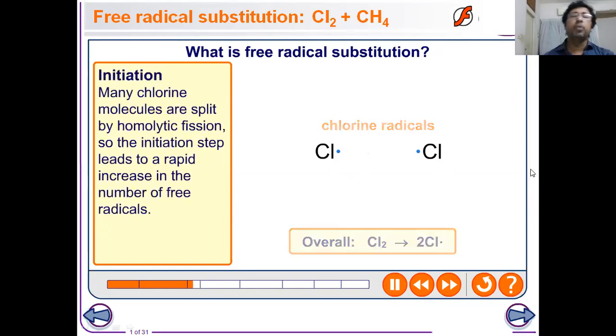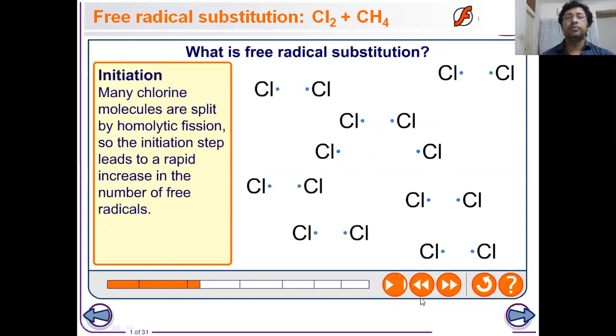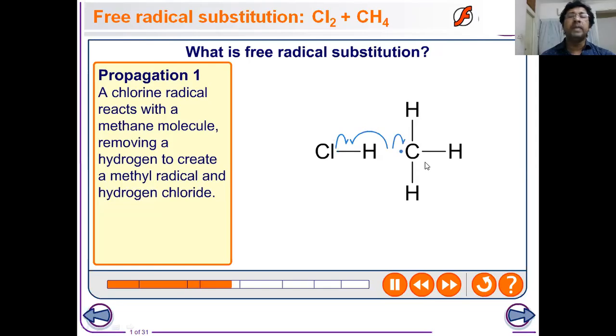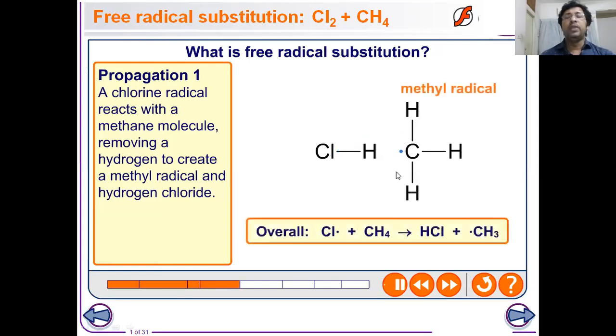Next step is propagation. By the initiation reaction, we will see so many chlorine free radicals inside the reacting vessel. Then in the propagation step, the free radical will attack the methane molecule and take a hydrogen from there. We'll get HCl and CH3 as a free radical, that means methyl free radical.